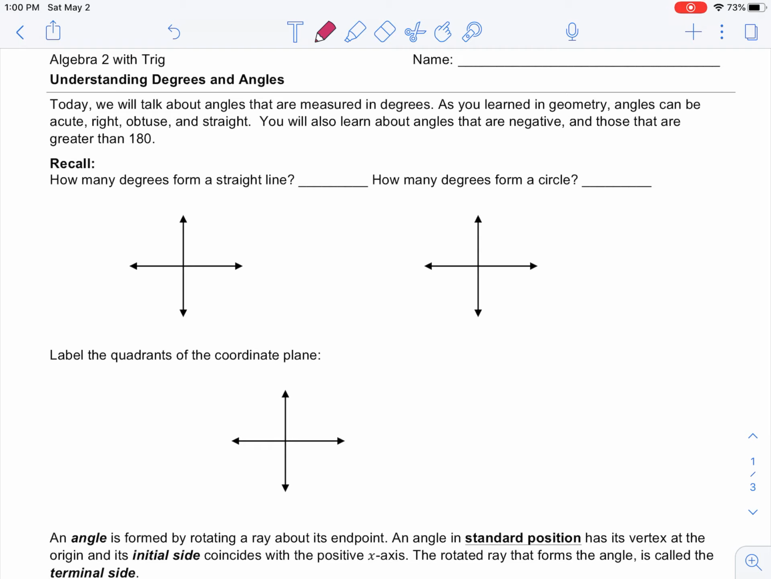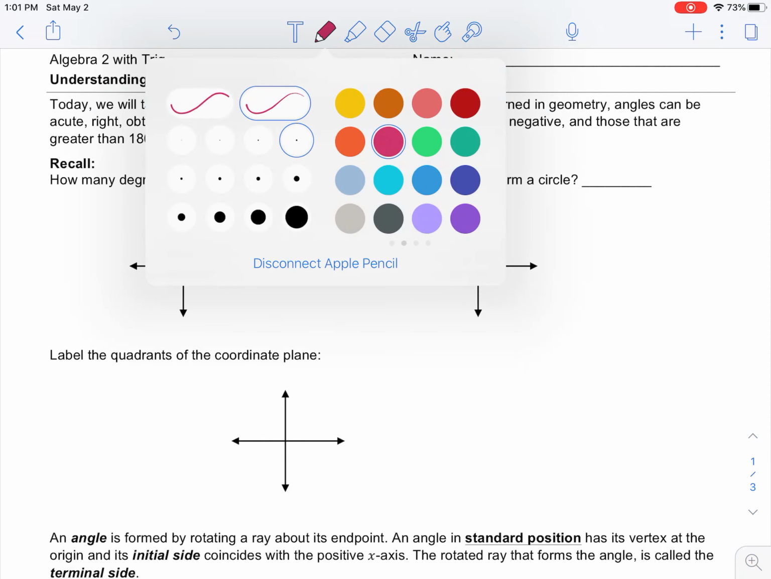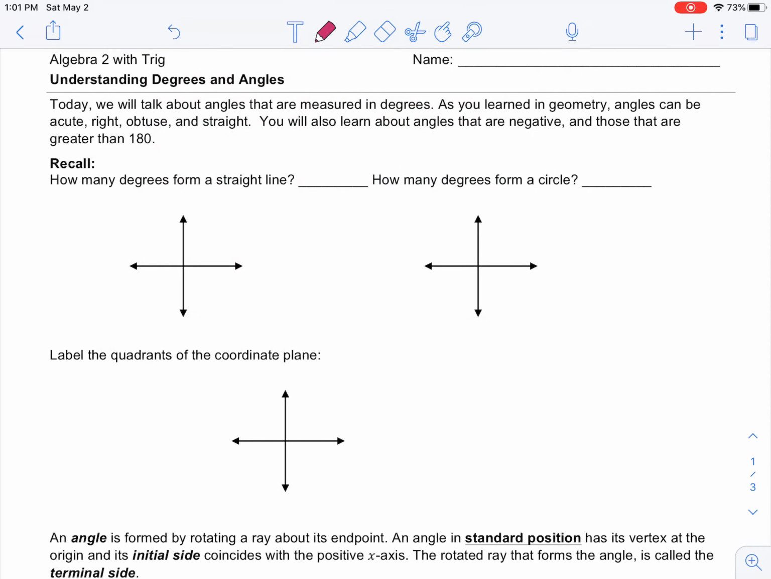And to introduce how we draw an angle using the coordinate plane, I'm going to start with a straight line and a circle. So when we draw an angle using an x and y axis, we have what's called the initial side and the terminal side. So the question I want you to think about is: how many degrees form a straight line?